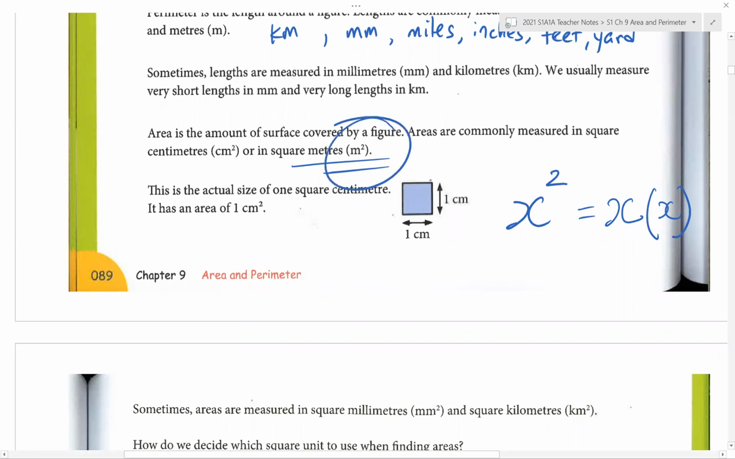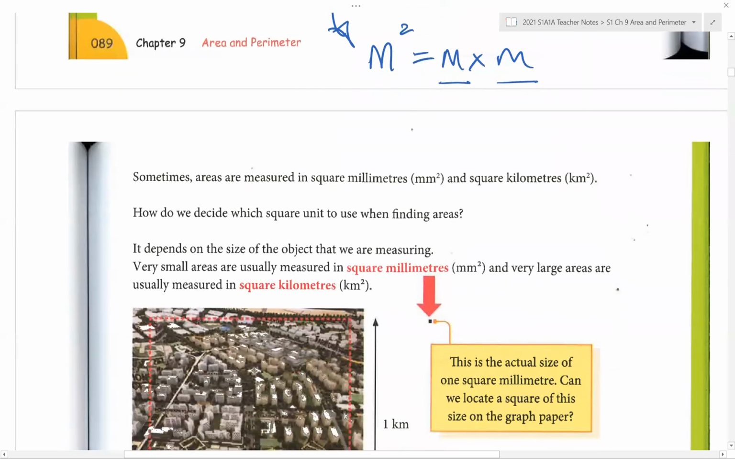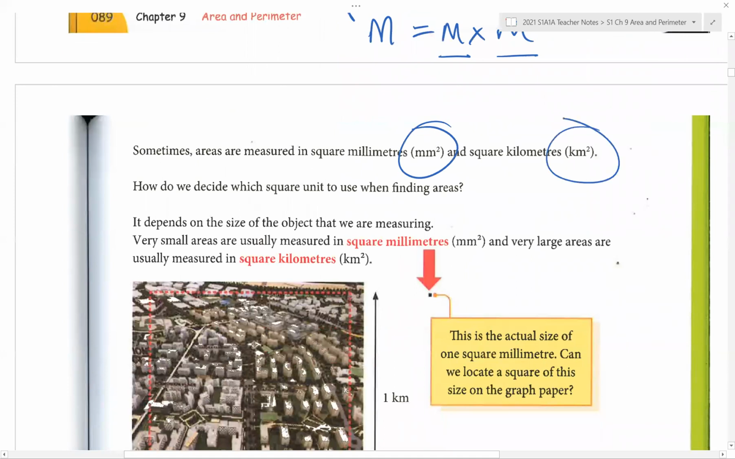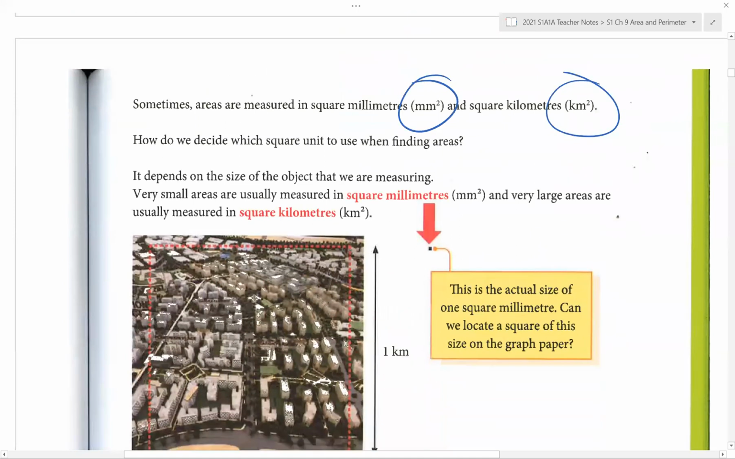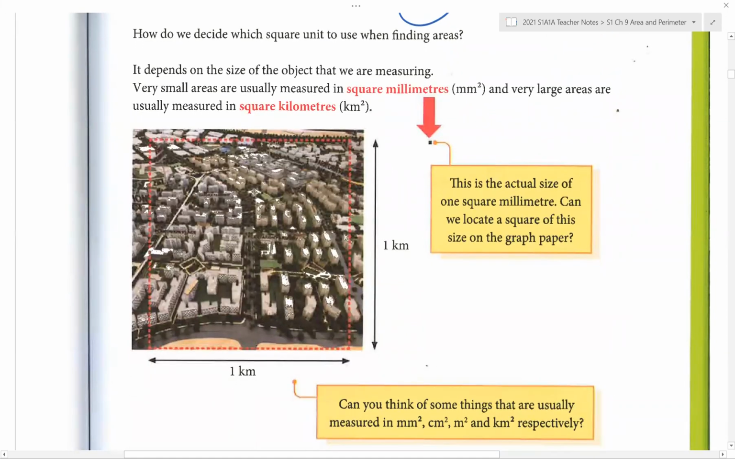What do you think this square meter means? M times m. Does it look funny to you? Does it look strange? But why would it be the case? Why would it be m times m? That's something that we'll find out later on also. Of course, we have square millimeters and square kilometers as well. If the area is very, very small, we use square millimeters. If the area is very, very big, we use square kilometers.